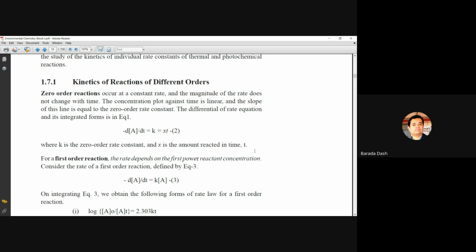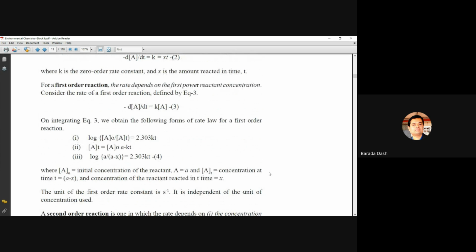So the differential rate equation for a zero order reaction is minus d[A]/dt equal to k, which is equal to x into t. So what is k? k is the zero order rate constant. d[A]/dt means the rate of change of reactant A. A is the reactant, so square bracket of A means concentration of A, where k is the zero order rate constant and x is the amount reacted in time t.